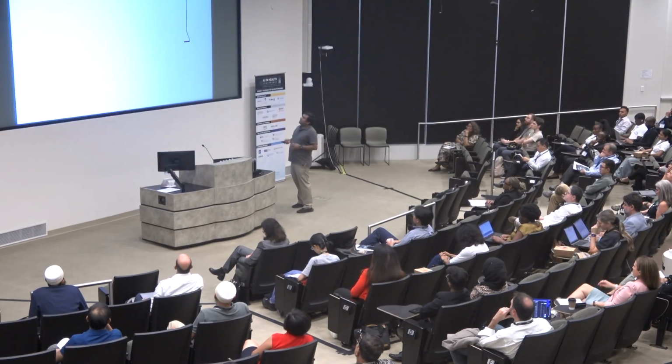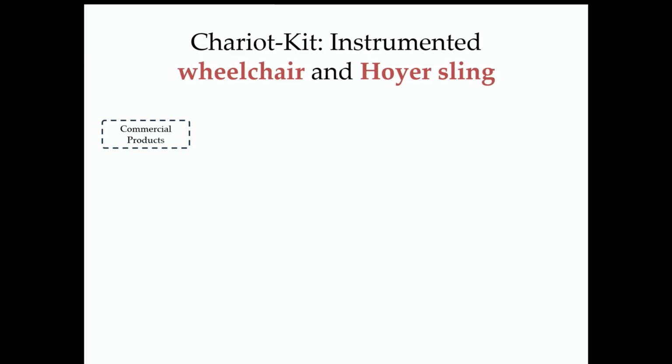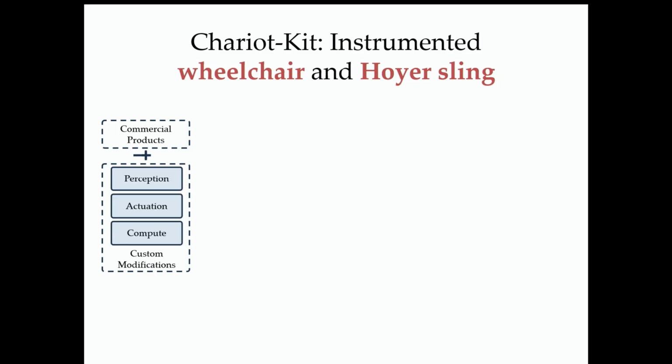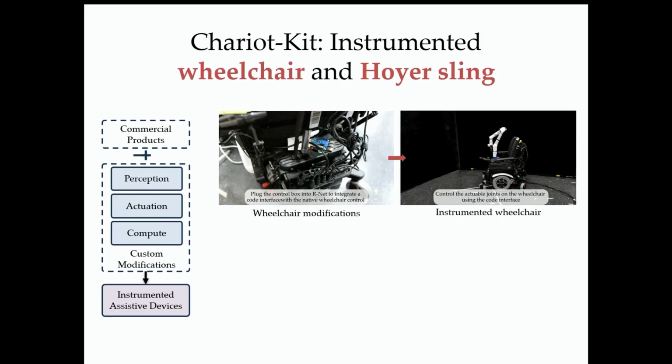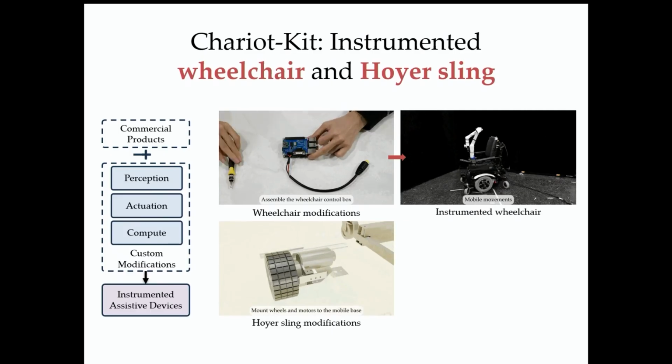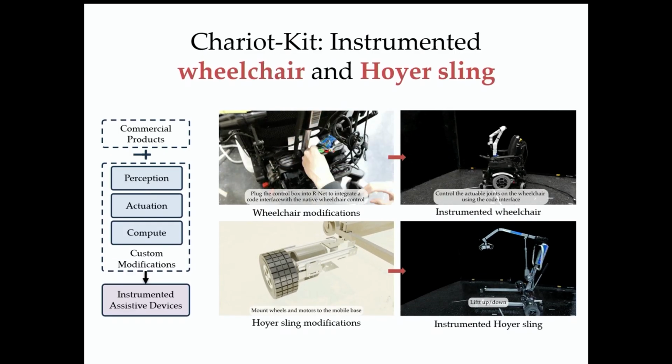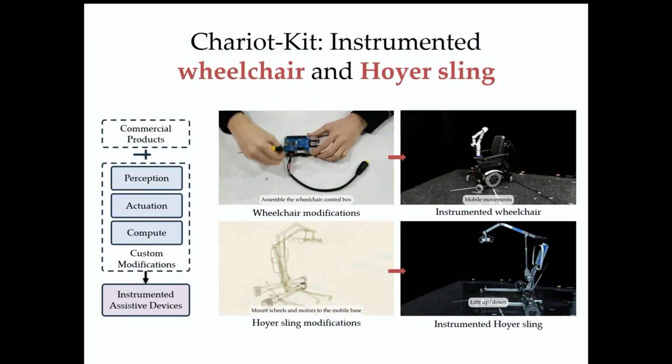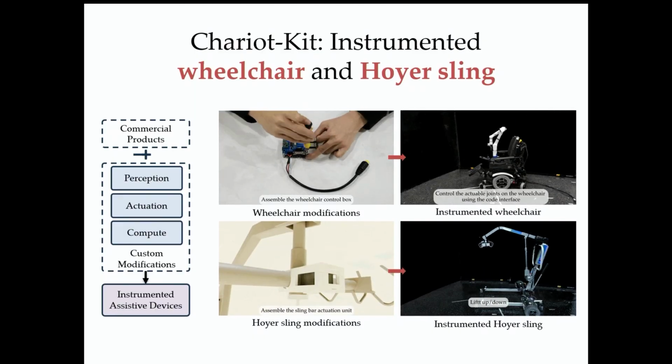So what we did was develop a kit called Chariot Kit that takes commercial wheelchairs like Permobil, Quantico, all the three or four more widely used wheelchairs. We instrument them with sensors, actuators, compute, make the custom modifications, and we make them instrumented assistive devices. So now the wheelchair can be controlled by a robot, it becomes autonomous, as well as the Hoyer sling. Now each of these becomes a robot, and this becomes a multi-agent coordination problem.